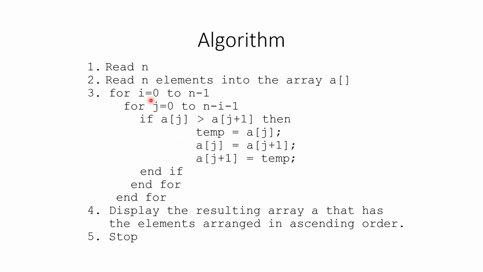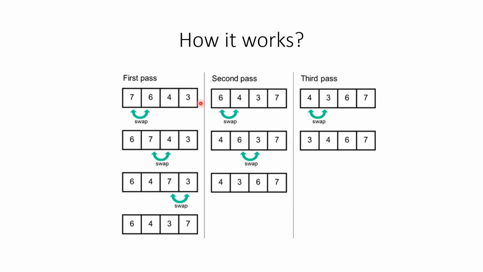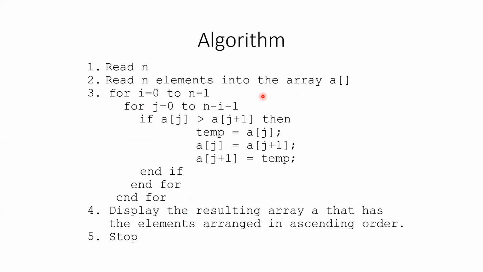For i equal to 0 to n, we are starting from 0 and going till n minus 1, which means we are doing n minus 1 passes. You can see n is 4, meaning the number of elements is 4. We have done 3 passes. So if the elements are n, we have to do n minus 1 passes. Inner for loop: j equal to 0 to n minus i minus 1.